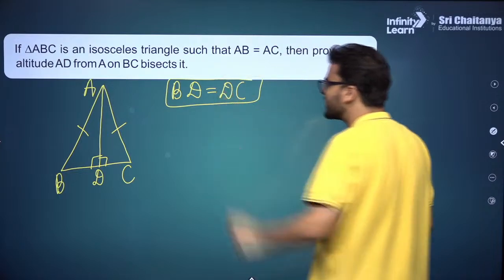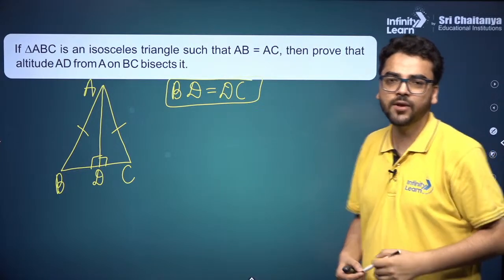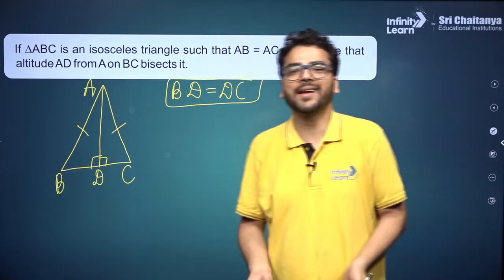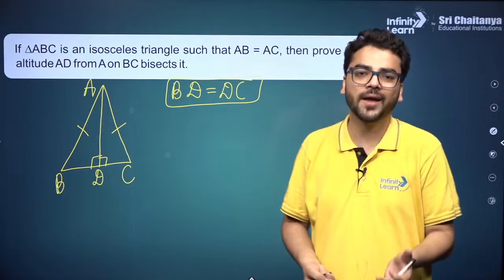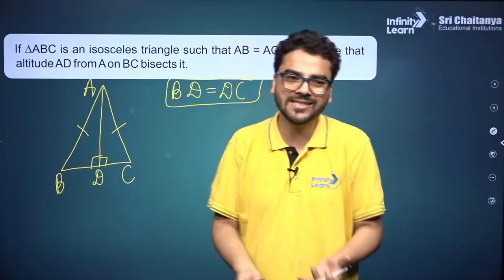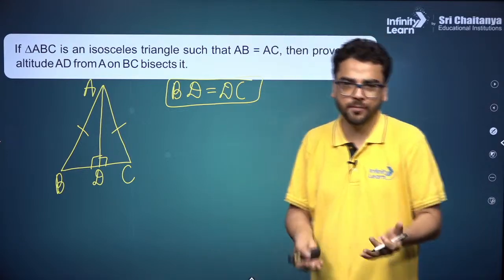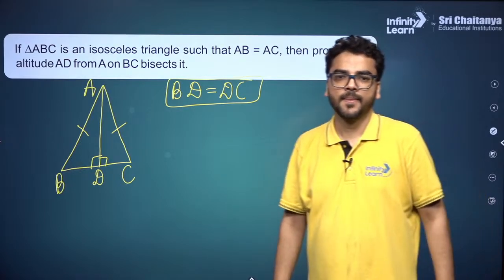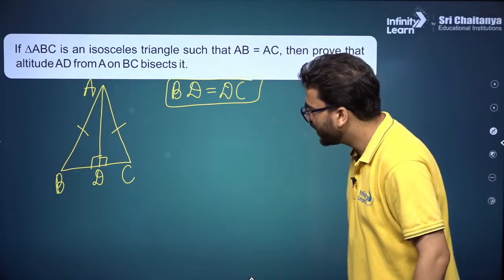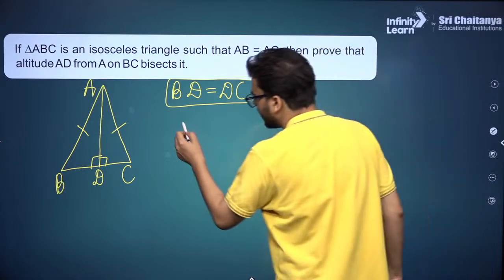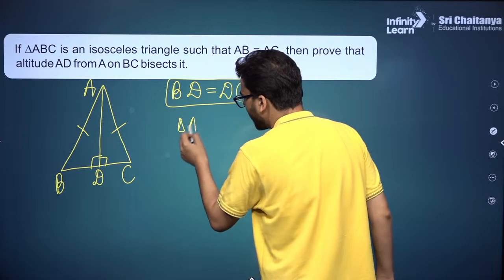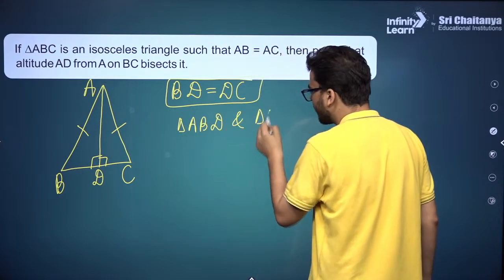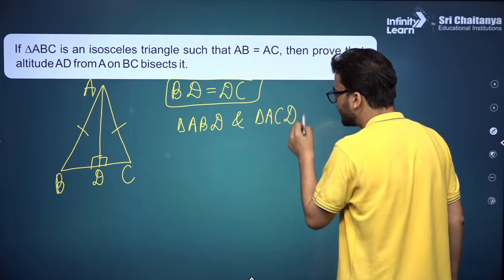So how can we do this? It's a very simple question. Can you tell me which two triangles we need to take over here, and by which congruency criterion we need to prove them to be congruent? So basically we have to take the triangles ABD and ACD.